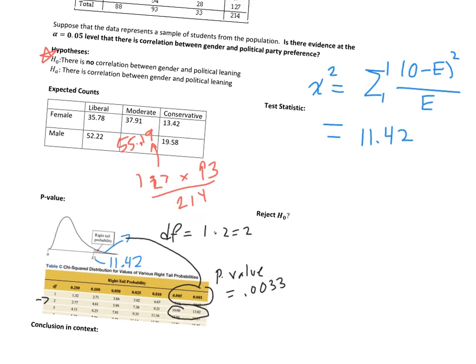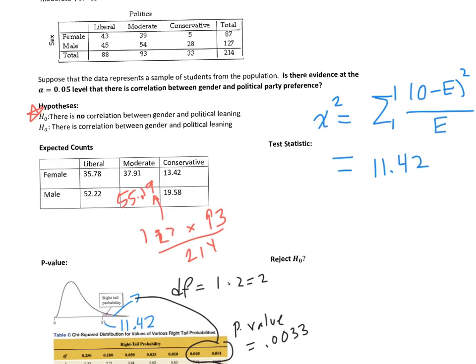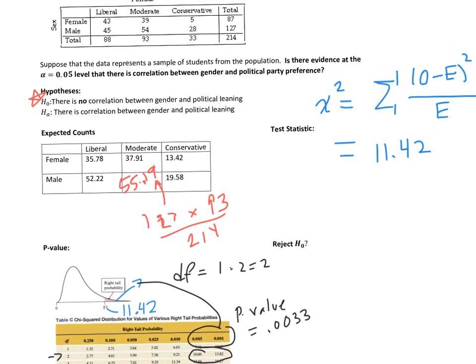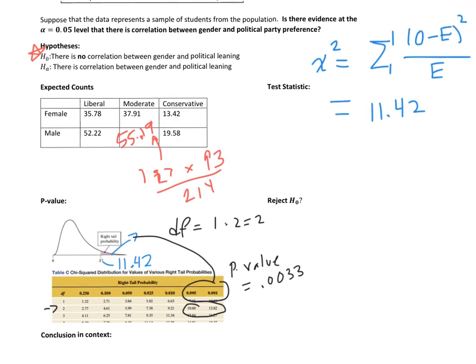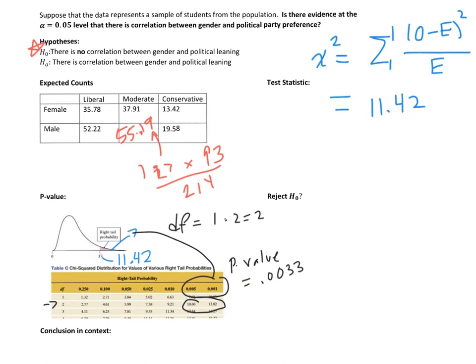Now remember, we were running this test at the 5% level, so we want to compare our p-value to the cutoff of 5%. So if you do that, you can see absolutely you need to reject the null hypothesis. Okay, and then you're just going to conclude then, if you're rejecting the null, you're throwing that out and you're concluding that there is correlation between gender and political leaning.